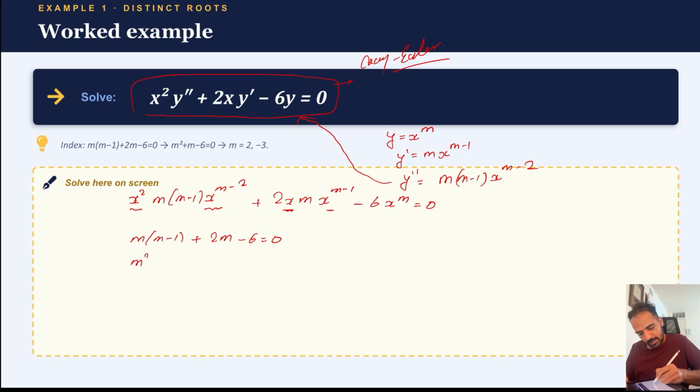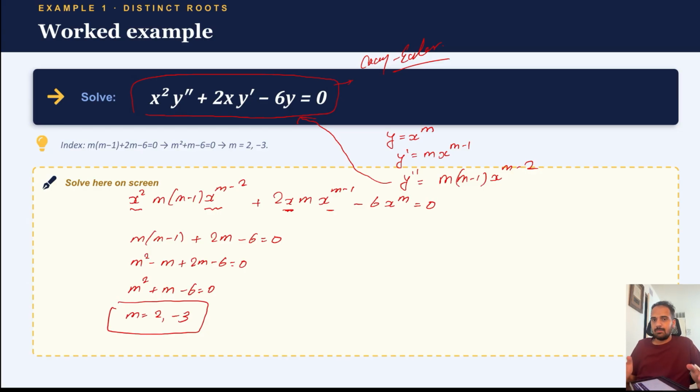So this will give me m^2 minus m plus 2m minus 6 equals 0, which can be further simplified into m^2 plus m minus 6 equals 0, and my solutions will be m equals 2 and m equals minus 3. Okay, these are my solutions. So the case is like you have two roots, they are real and unequal roots. If you remember our previous video, we have discussed the three different cases for the constant coefficient homogeneous second order linear equation also. So it will also have some similar form.